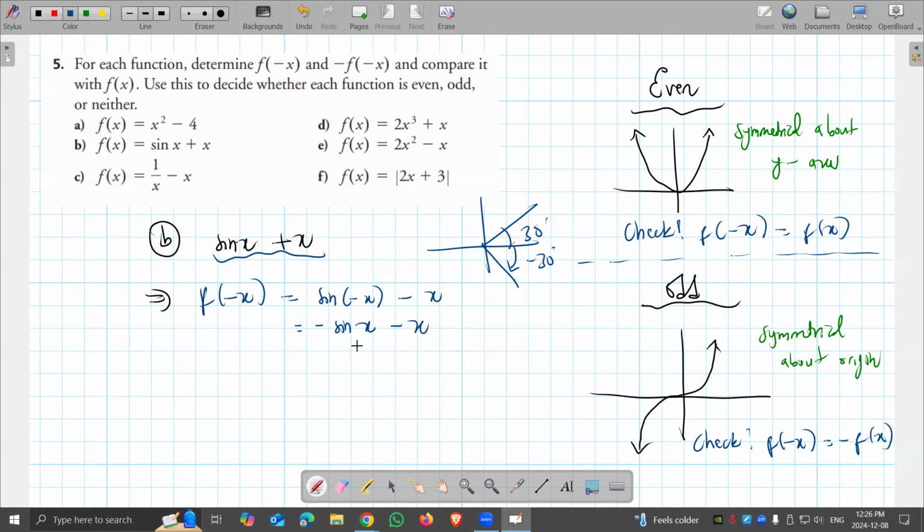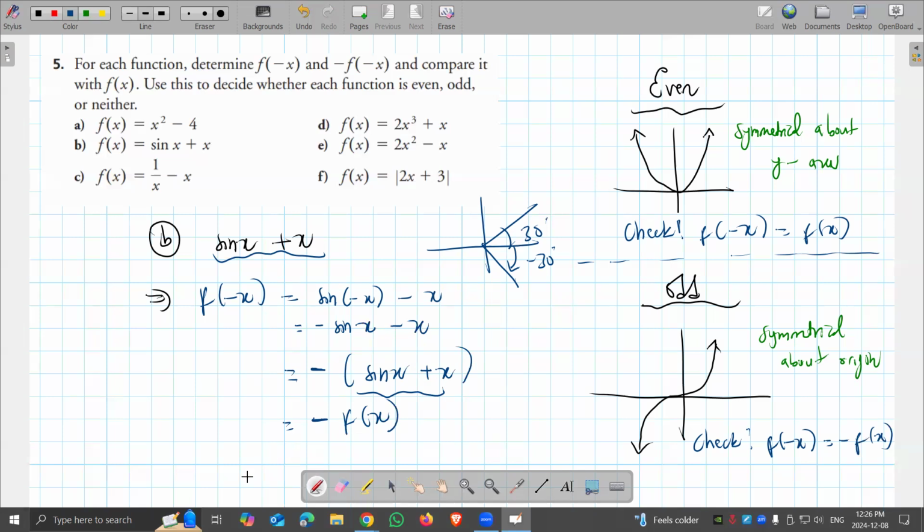So this doesn't really look like anything. So what I'm going to do is pull out a negative sign. If I pull out a negative sign, I'm left with sine x plus x, and this is my f of x. So what do I have in total? I started off with f of negative x, and at the end, I got f of x, the original function that I started off with, with a negative sign outside of it.